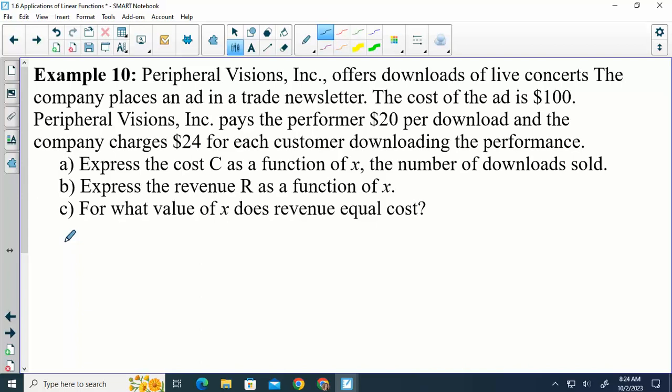So A, express the cost C as a function of X, the number of downloads sold. So we are writing an equation for cost. And this is just a linear equation. Cost as a function of X, so C of X. Remember equations, y equals mx plus b, so you did this in Mrs. Keller's class. When you're looking at this, we really just need to find m and b.